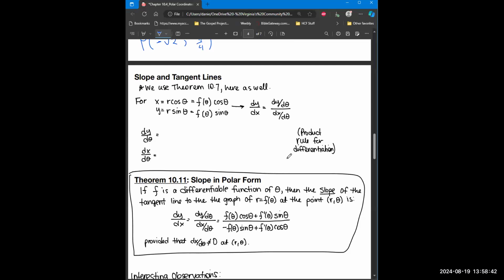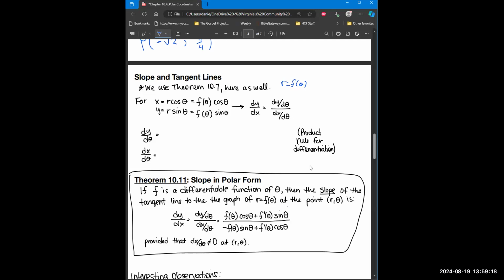So let's go ahead and talk about slopes and tangent lines in polar equations. We can use Theorem 10.7 here as well. If x is equal to r cosine theta, and we call that r = f of theta, then we have f of theta cosine theta, and we can use our product rule here to find what dx d theta will be.